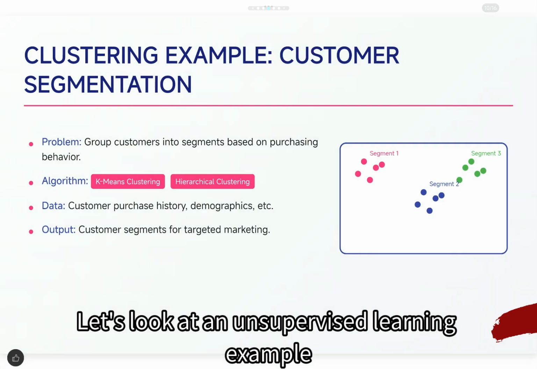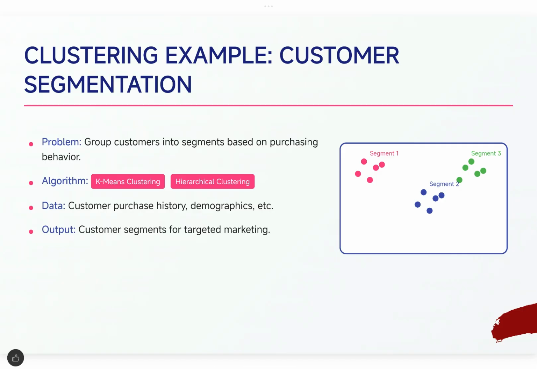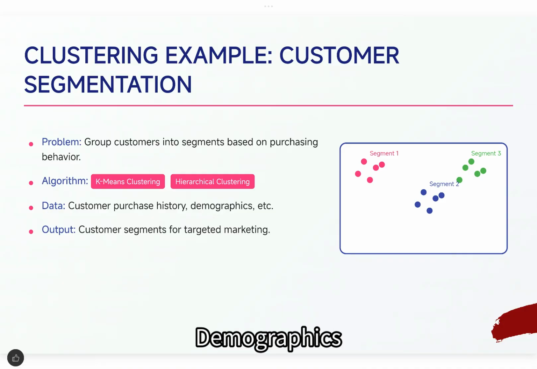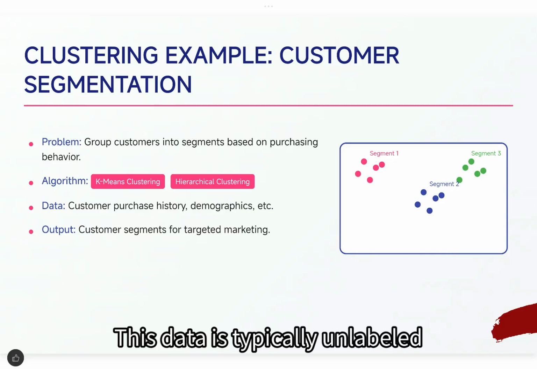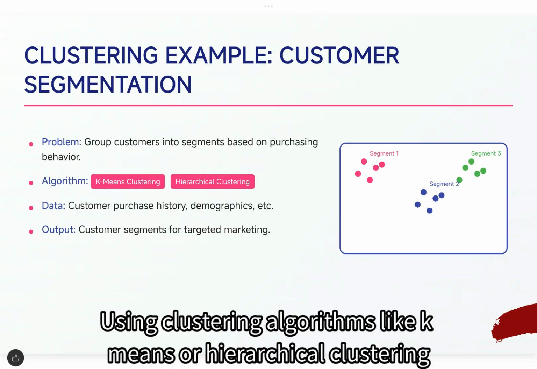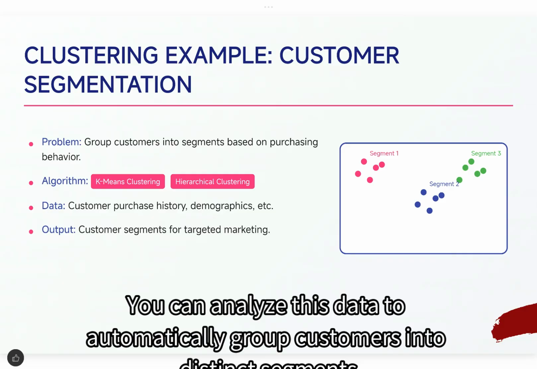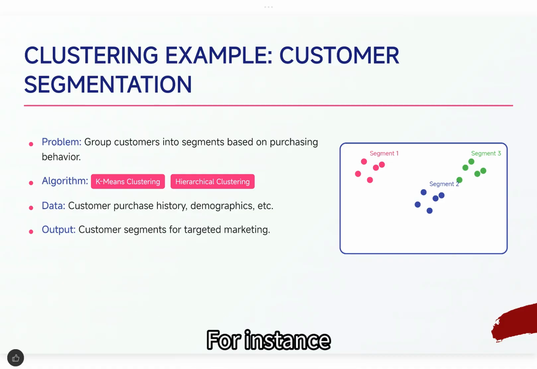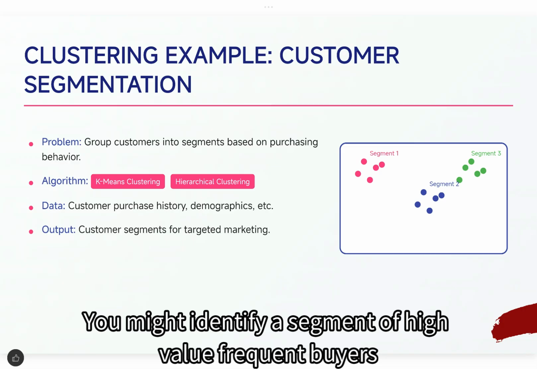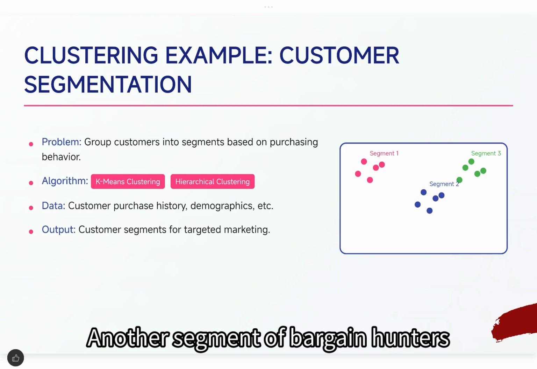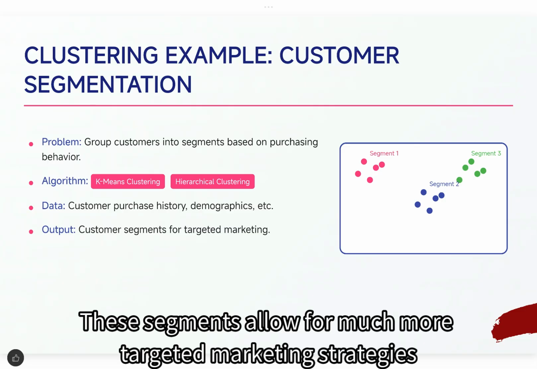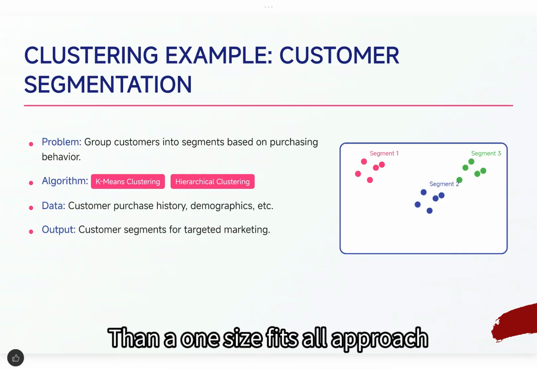Let's look at an unsupervised learning example, customer segmentation. Suppose you run an online store and have data on customer purchases, browsing history, demographics, maybe website interactions. This data is typically unlabeled. Using clustering algorithms like k-means or hierarchical clustering, you can analyze this data to automatically group customers into distinct segments based on similarities in their behavior or characteristics. For instance, you might identify a segment of high-value, frequent buyers, another segment of bargain hunters, and yet another of occasional visitors. These segments allow for much more targeted marketing strategies than a one-size-fits-all approach.